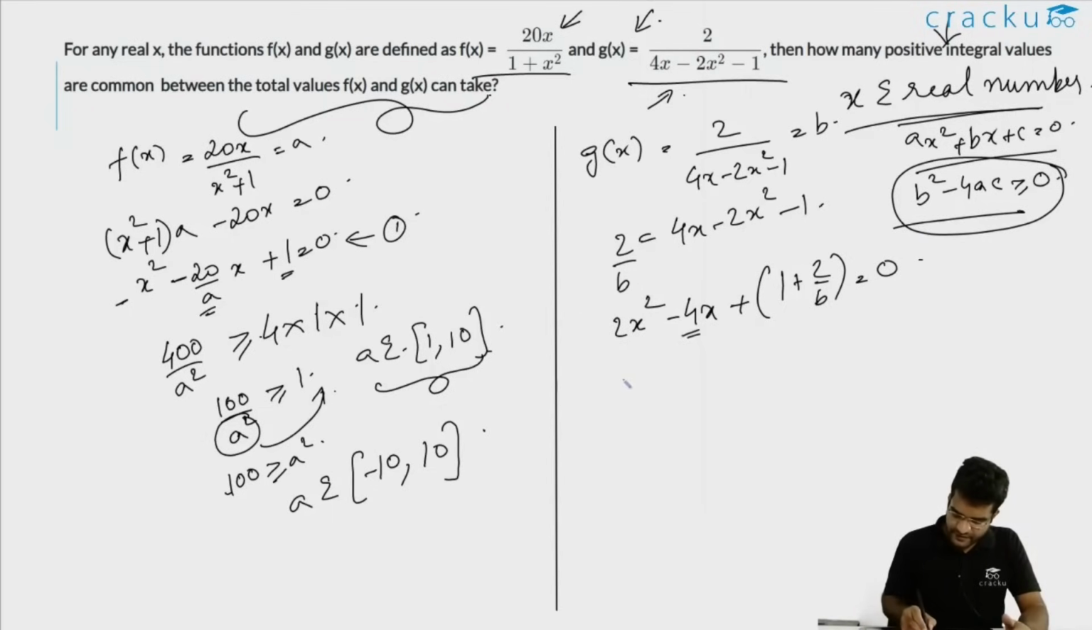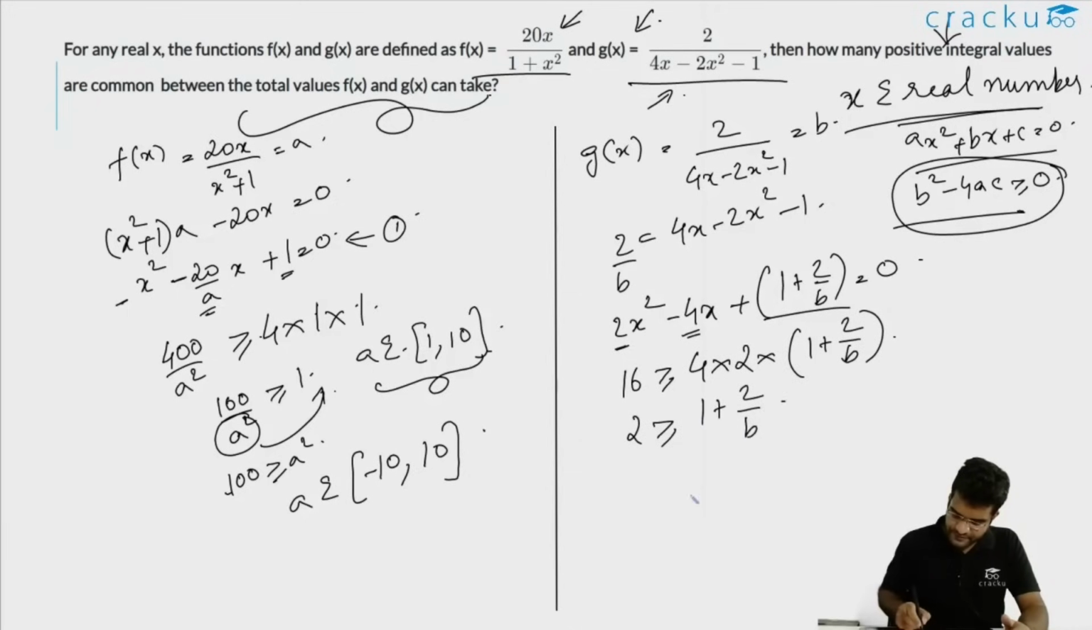b square is 4 into 4, that is 16, is greater than or equal to 4 into a, which is 2, into c, which is 1 plus 2 by b. This would imply that 2 is greater than or equal to 1 plus 2 by b, or 2 by b is less than or equal to 1. Now we are only looking at the positive values of b, so we can easily multiply both sides with b because we are only looking at the positive integral values. If we are not looking for positive integral values, we will have to subtract 1 from it, which also we can do.